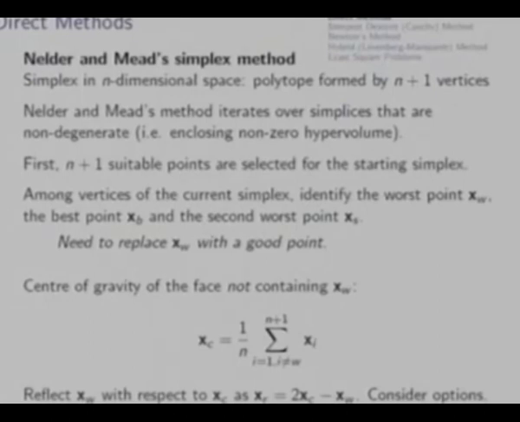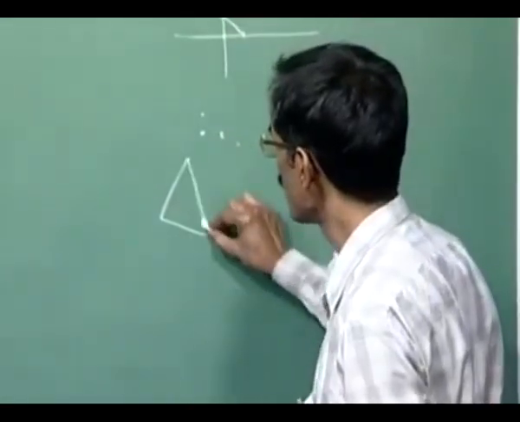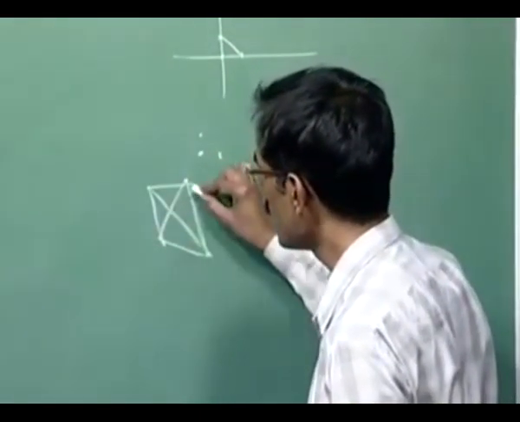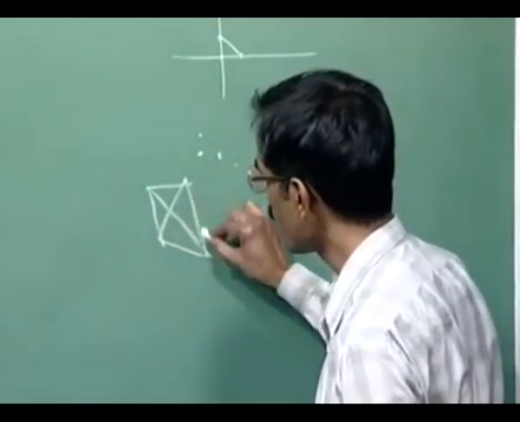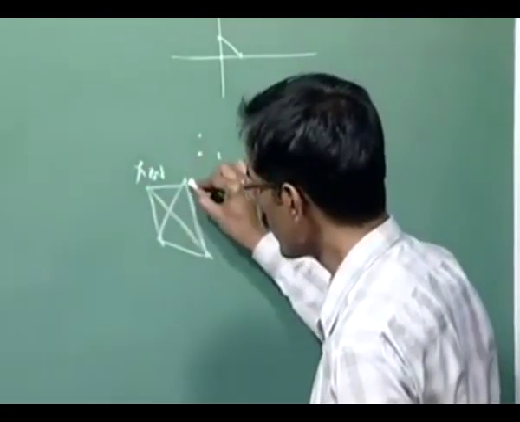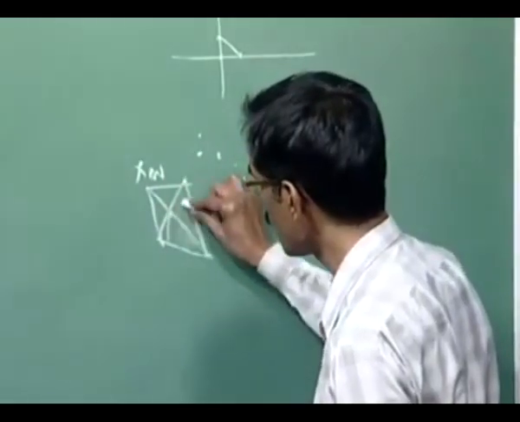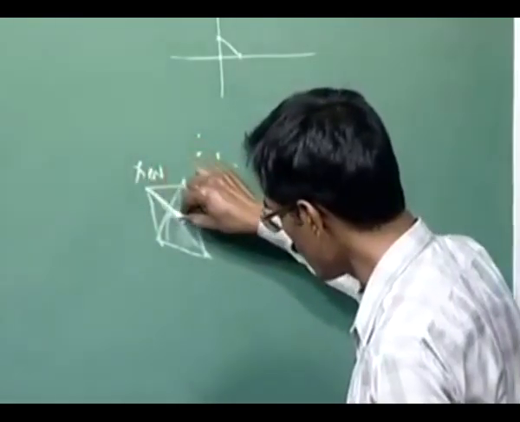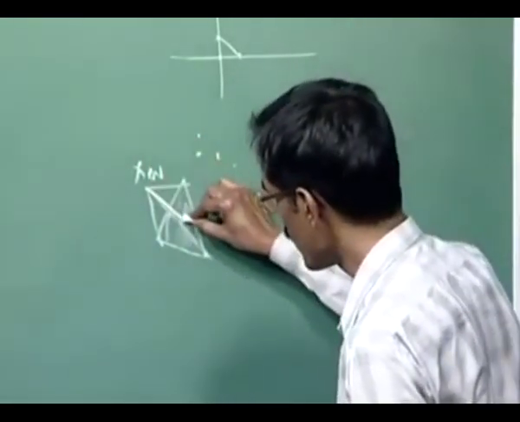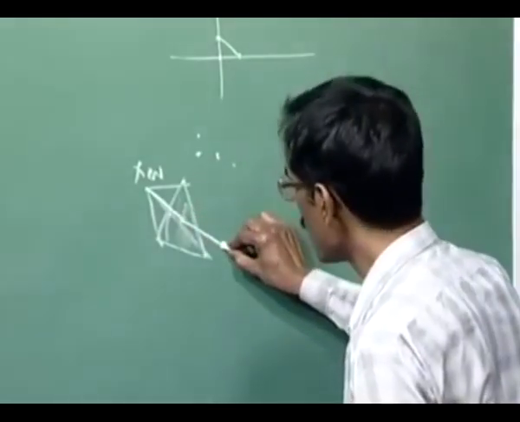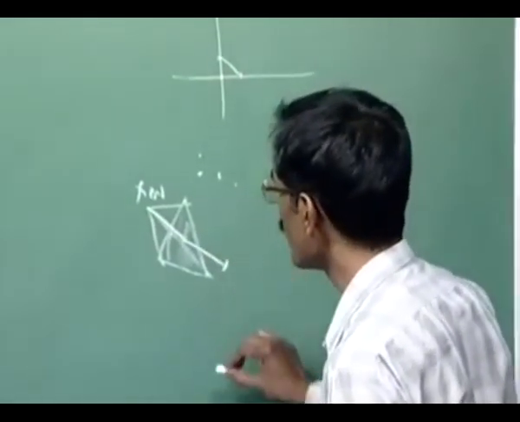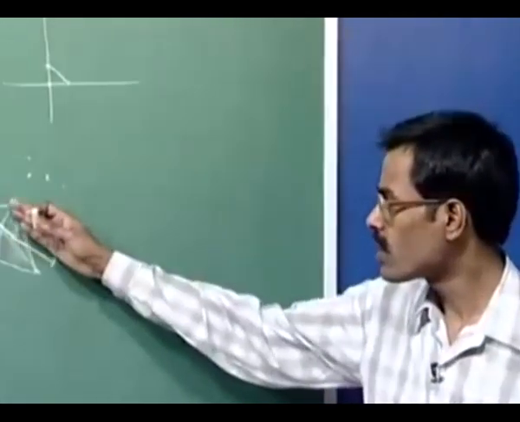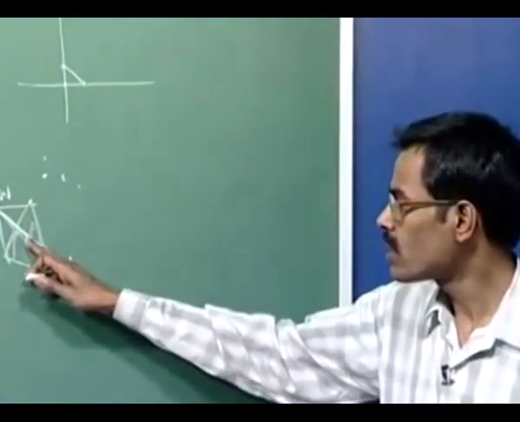Now, for example, suppose this tetrahedron is the simplex and this is the worst point. Now, the center of gravity of the face not containing the worst point will be the center of gravity of this triangle. So, suppose this is here. Now, from xw to xc, if we draw a line and extend it further behind, then this is a point which is the reflected point. Reflection not by this plane, but against this point.